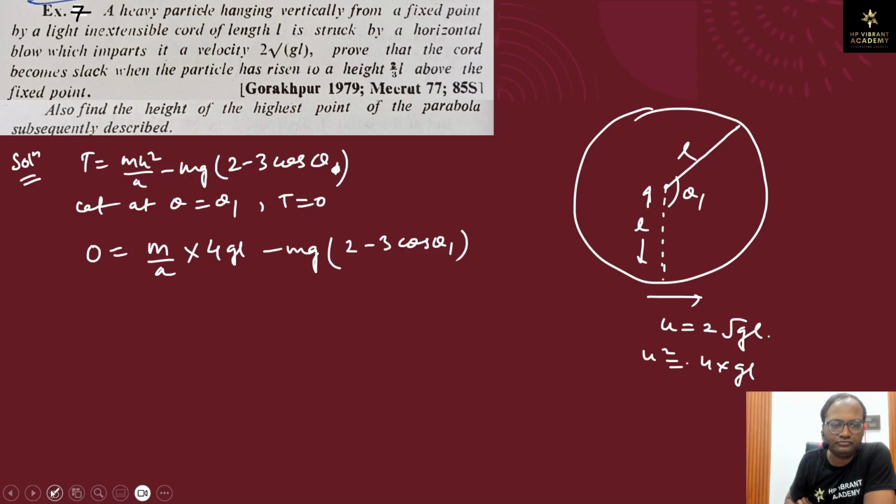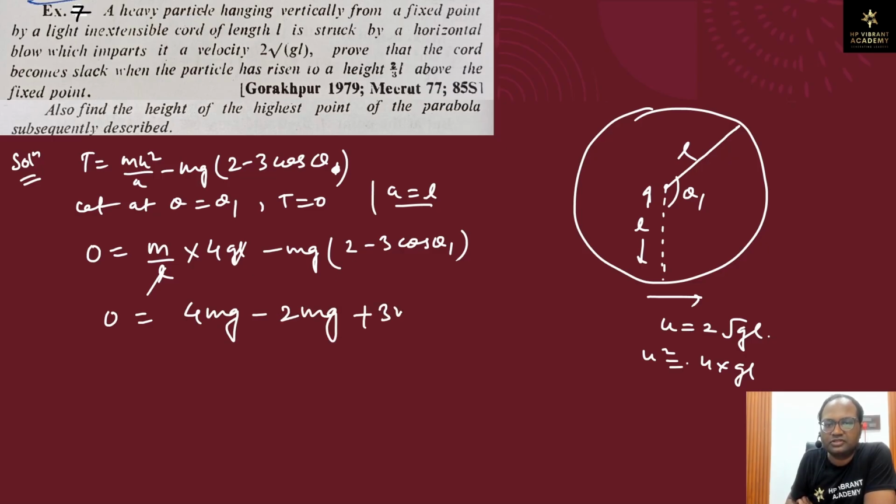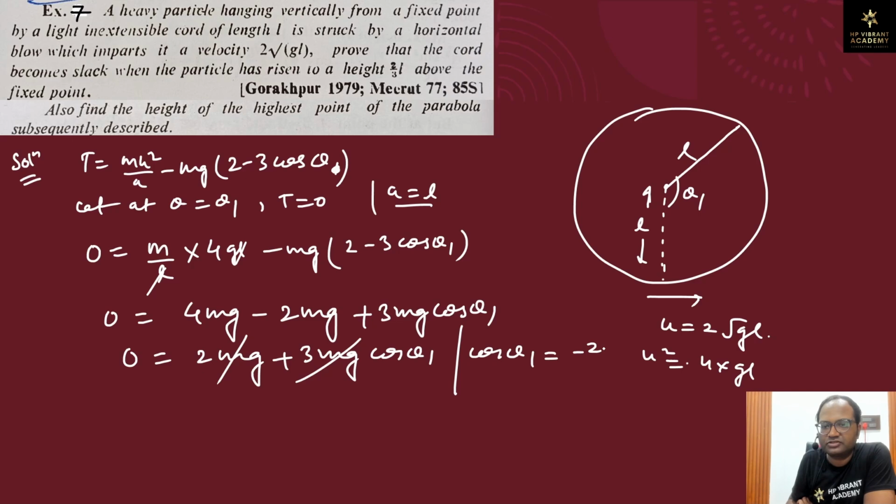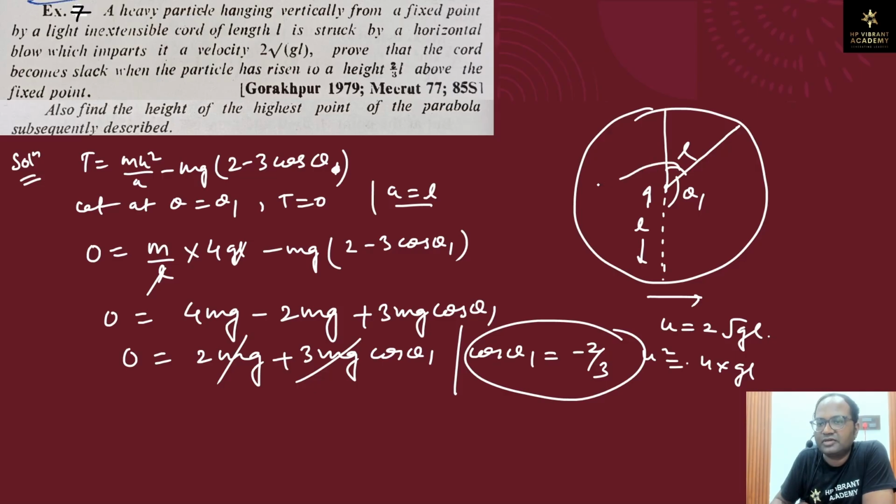Here a is equal to L, so this gets cancelled. So 0 is equal to 4 mg minus 2 mg plus 3 mg cos theta 1. So we have 0 is equal to 2 mg plus 3 mg cos theta 1. This gets cancelled. So cos theta 1 is equal to minus 2 upon 3. So this angle will be pi minus theta 1.